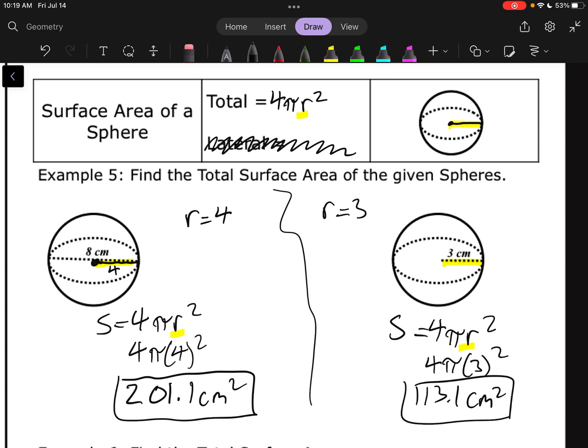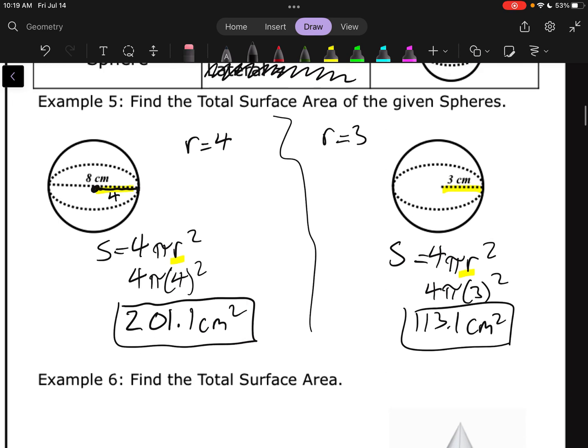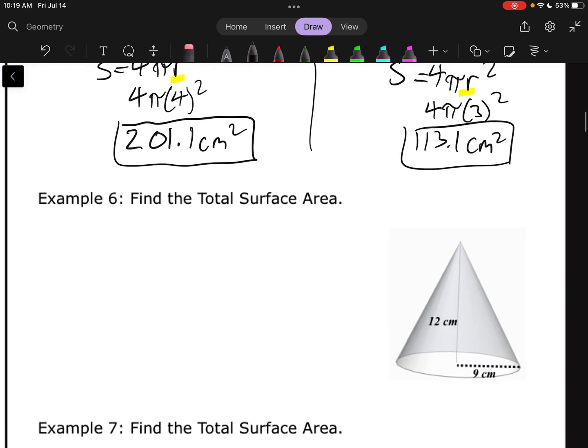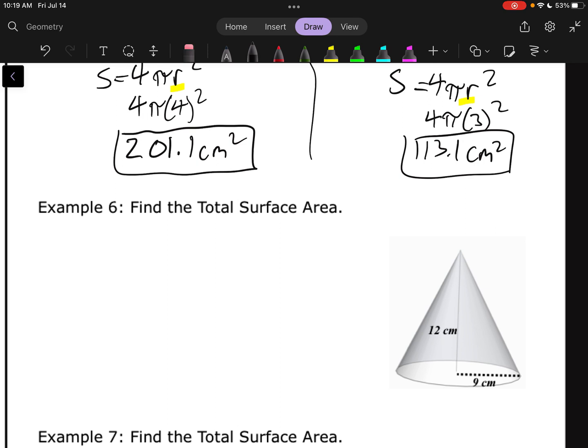Okay, so last little ones here. Time to get a little bit tricky now that we know the basics. This one says find the total surface area. This is definitely a cone. We can identify that. Cone total surface area formula was pi r l plus pi r squared. So our radius is 9. That's cool. But we actually don't have the slant height. What they gave us was the height of the cone, not the slant height of the cone.